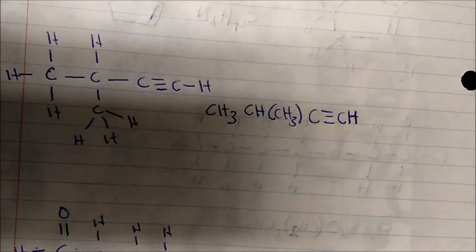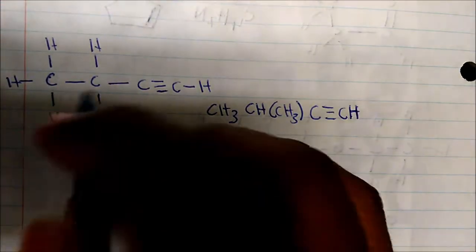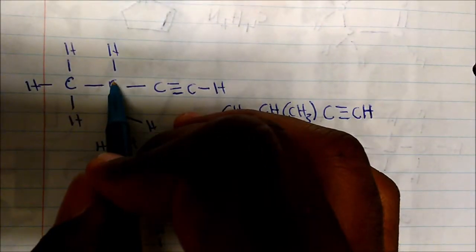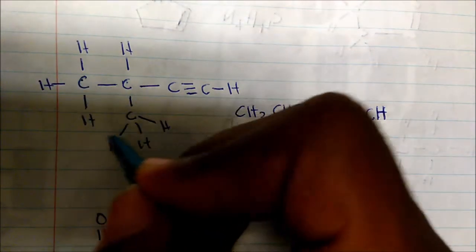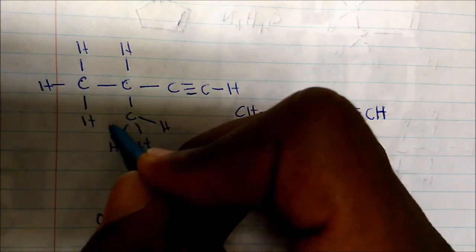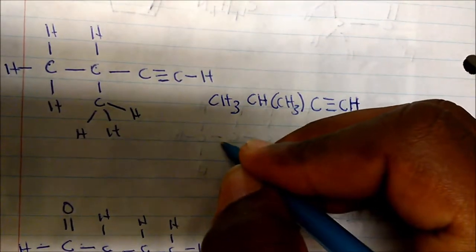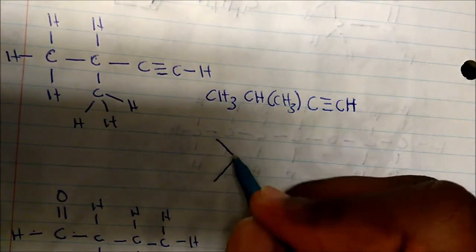So how would we represent this as the bond line structure? Well, this is kind of a bit tricky. I have a carbon here that has two CH3s. Do you see that? I have a carbon that has two CH3s around it. So maybe I could draw this as something like this.